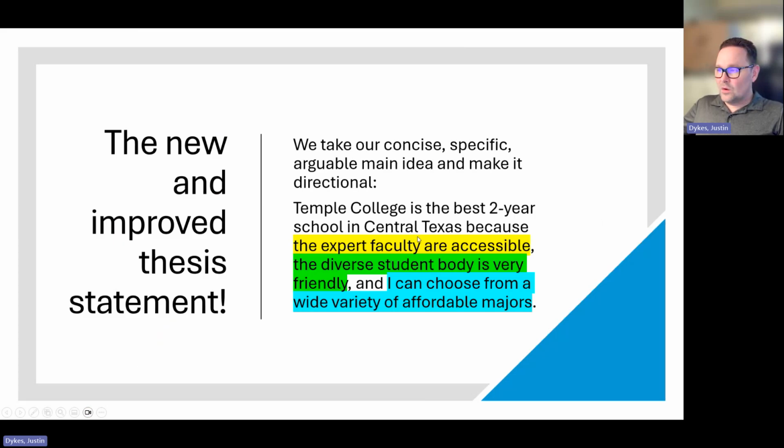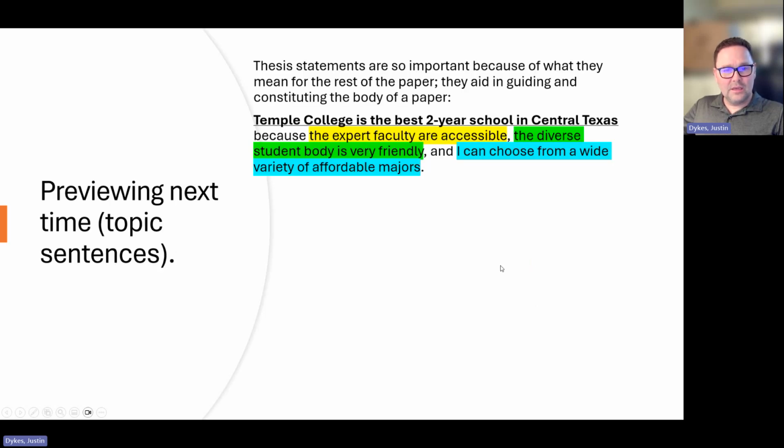Here we can see a word like because doing some important work. It's connecting our main argument and our central idea to the areas of support for it. And like we briefly touched on at the end of our last class, a thesis statement like this becomes very important for the role it plays in the development of the rest of the paper. Specifically, there's a pretty direct relationship, or at least there should be, between the thesis statement and the topic sentences for each body paragraph.